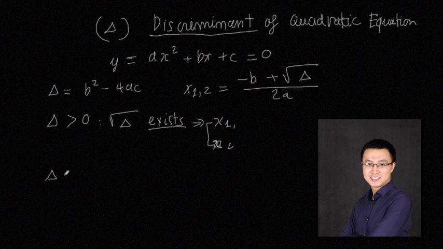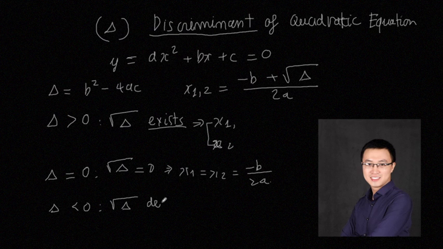But when delta is equal to 0, the square root of delta is equal to 0, so the formula for x1 and x2 is only minus b divided by 2a. And the last one is delta less than 0. The square root of delta doesn't exist, so you have no solution for x1 and x2 in this case. So the three cases for the discriminant are greater than 0, equal to 0, and less than 0.